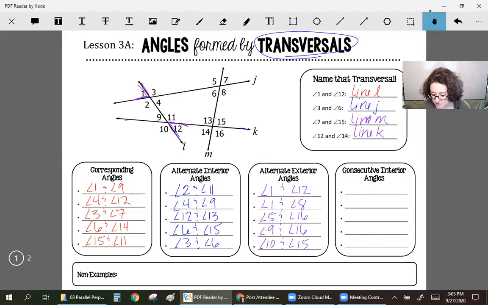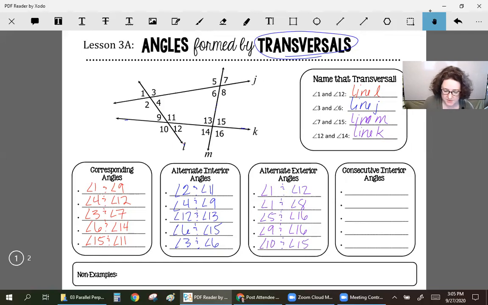Okay, next pair that we're going to look at is consecutive interior. So again, two different words. Consecutive, you've heard this before when you've talked about consecutive integers, so right in a row. Numbers like 7, 8, 9, 10 are consecutive numbers. They're right next to each other on the number line. So we can use that same description to say we're right next to each other on the transversal. But notice it also says interior.